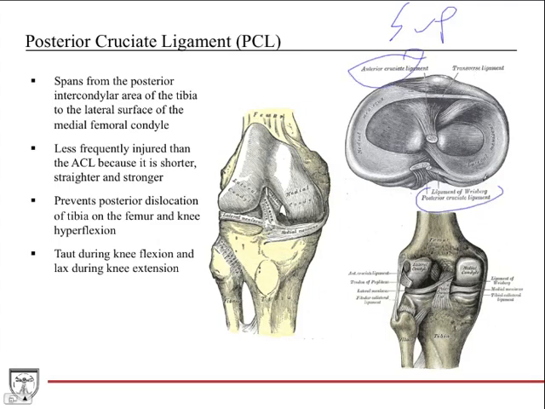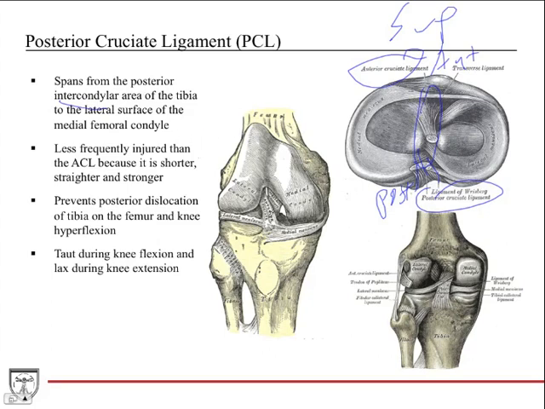Here's your PCL right here, and you can see it coming off this way. This would be anterior, posterior. So it's really named for the area of the tibia it comes off of. The ACL comes off the anterior part, PCL comes off the posterior part of the tibia. It spans from that posterior intercondylar area. So again, here's that intercondylar area, and then it spans across.